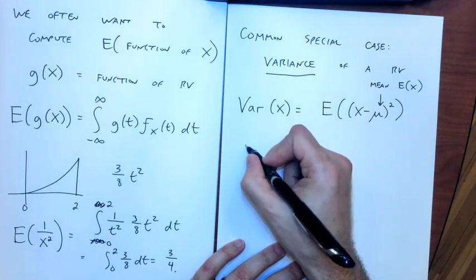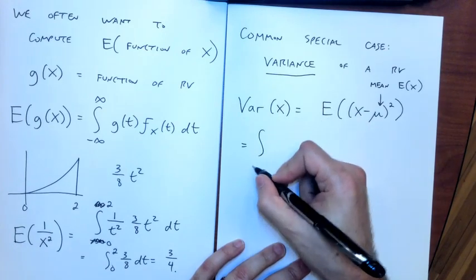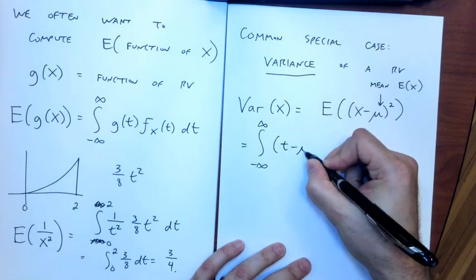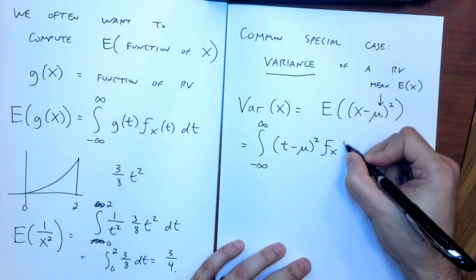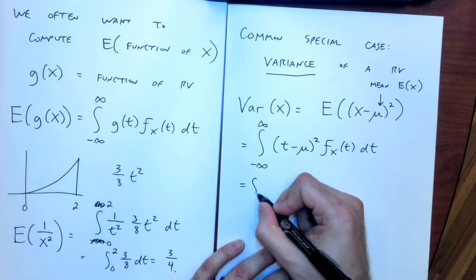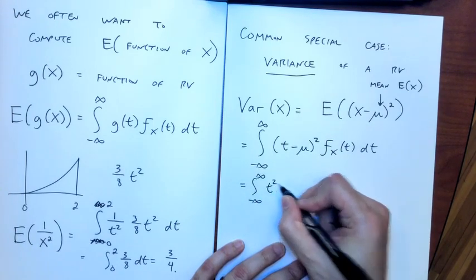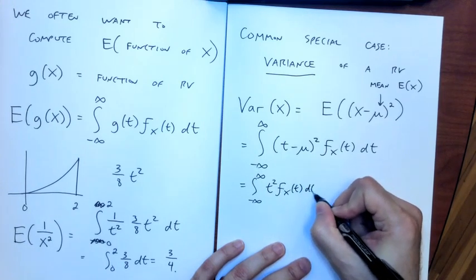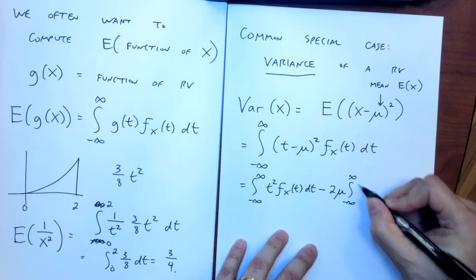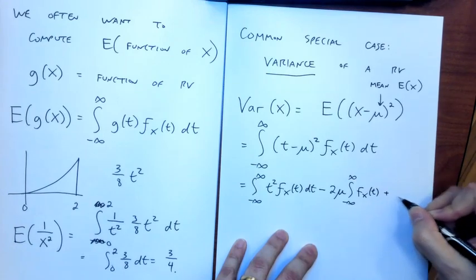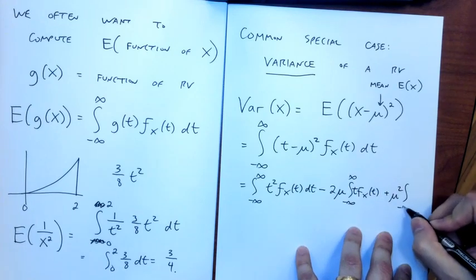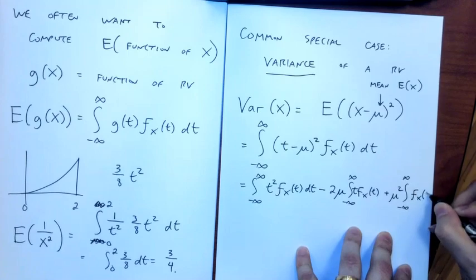And if I plug in the definition here, this is like saying the expected value of this function is the integral of (t minus mu) squared times f_X of t dt. Now I can do some separation of these terms: the integral of t squared f_X of t dt, minus 2 mu times the integral of t f_X of t dt, plus mu squared times the integral of f_X of t by itself.